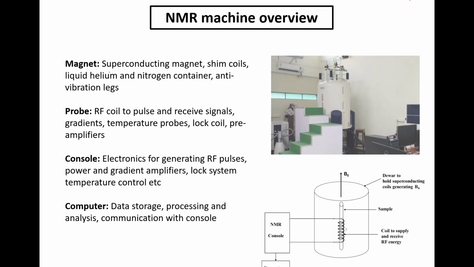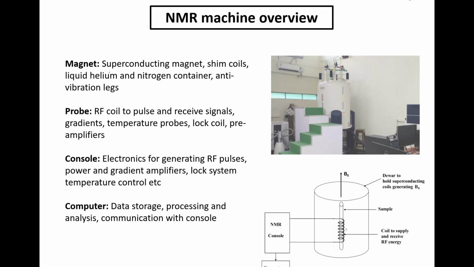Then there is also a probe, which is again an electromagnet, and it forms the radio frequency pulses, which go in a direction perpendicular to this external magnetic field. These probes also have the ability to detect the free induction decays in the XY directions. And then there is the console, which produces the electrical power for the radio frequency pulses that go into your protein samples, so that this NMR phenomenon can happen.